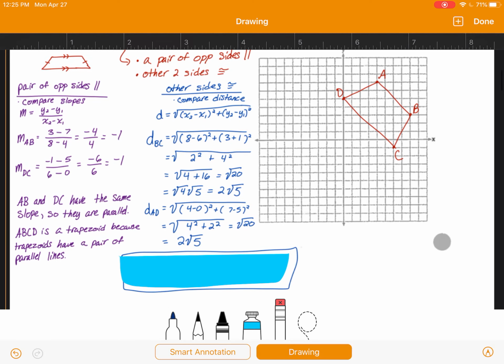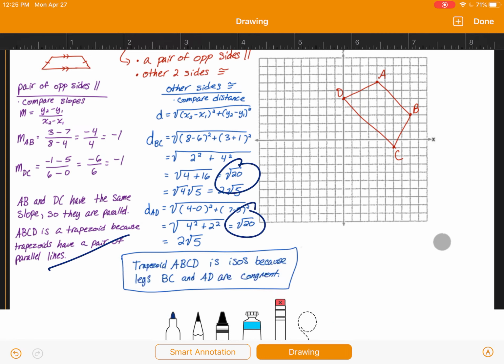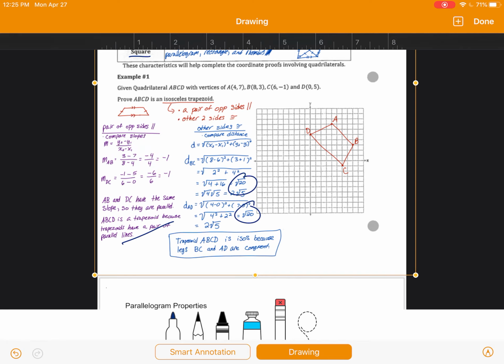So now we know that it is a trapezoid because of this, and we know that the other 2 sides have the same distance, the same length. So that means that it's a trapezoid that is isosceles because it has congruent legs. The legs are the sides that aren't parallel. Okay, so that is it for example 1.